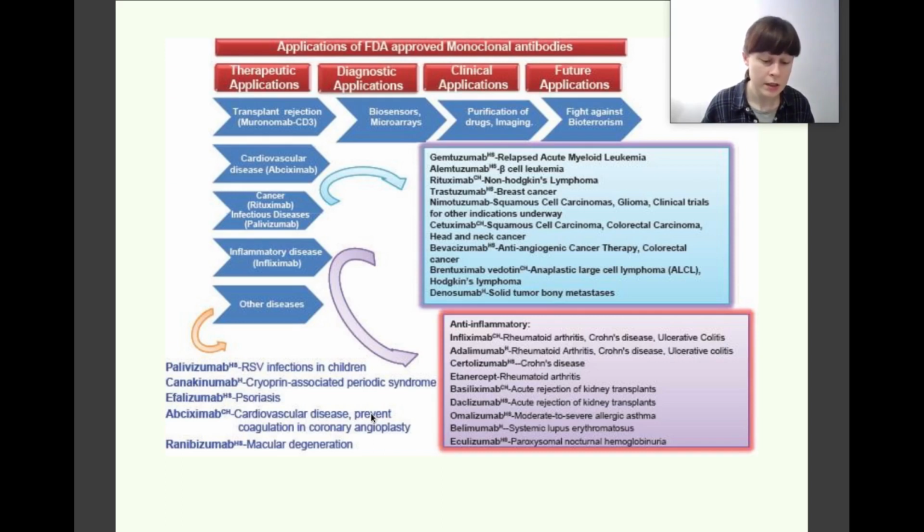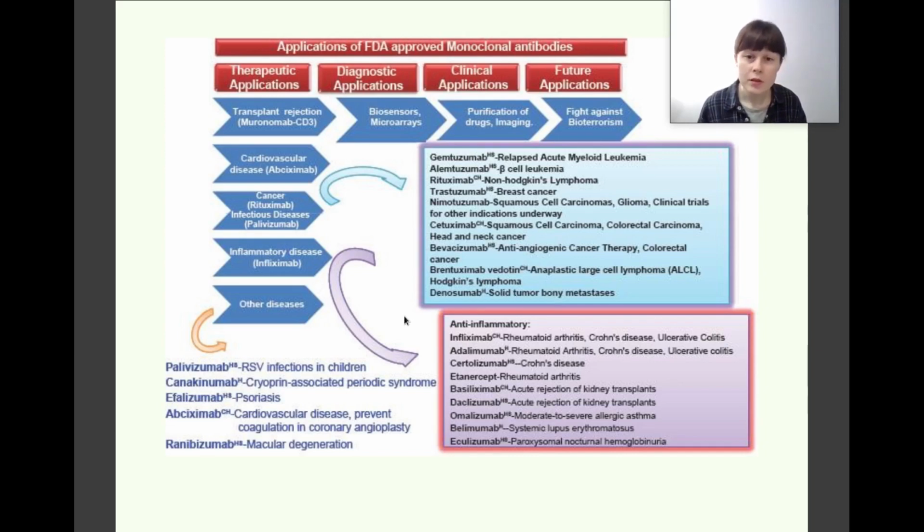Several clinically important monoclonal antibodies are used in treatment. Most therapeutic applications are seen in the treatment of cancer and inflammatory diseases. These are the monoclonal antibodies that we can provide for this.